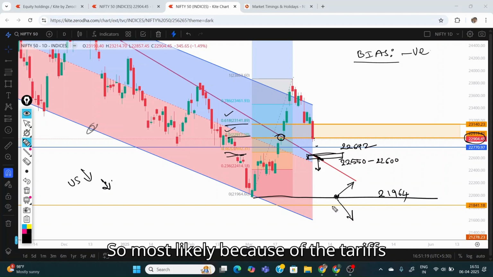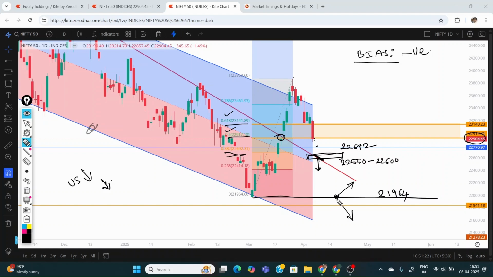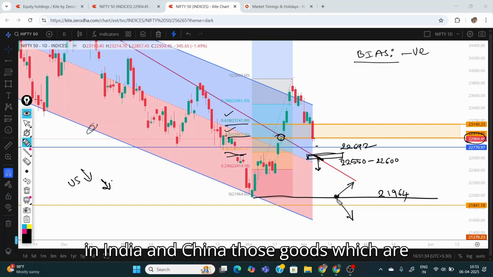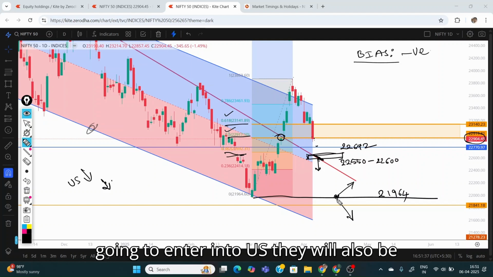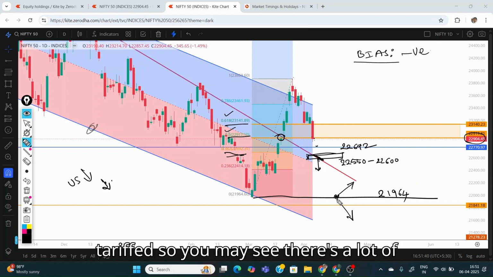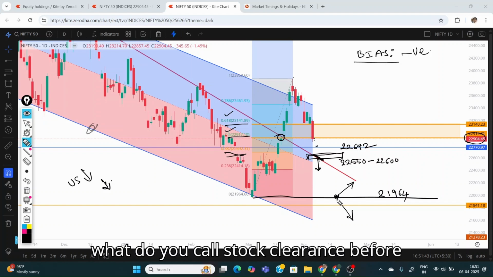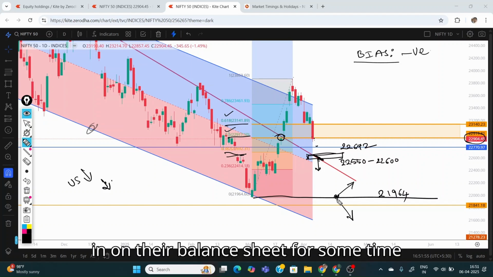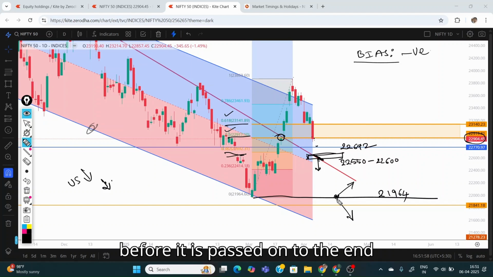If it breaches, then we may go further down. Most likely because of the tariffs, there is a huge tax applicable even on US companies operating outside the US, like Apple operating in India and China. Those goods which are going to enter the US will also be tariffed. So you may see a lot of stock clearance before the tariffs come into effect. Even companies might have to take a share of these tariffs on their balance sheet for some time before it is passed on to the end users, that is the public in general.